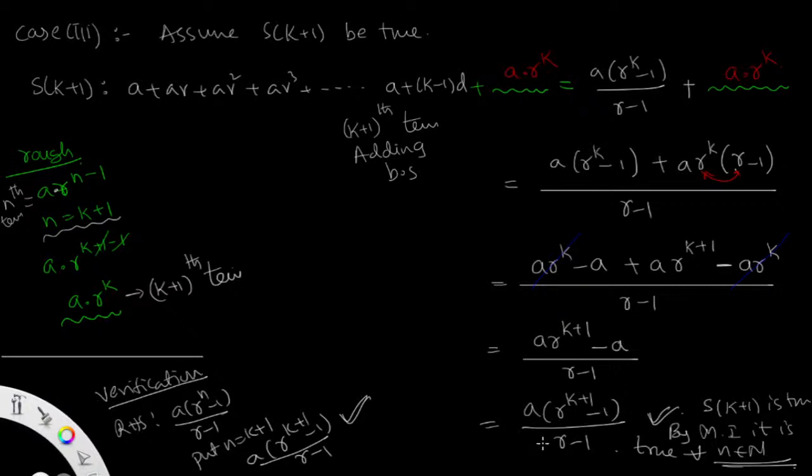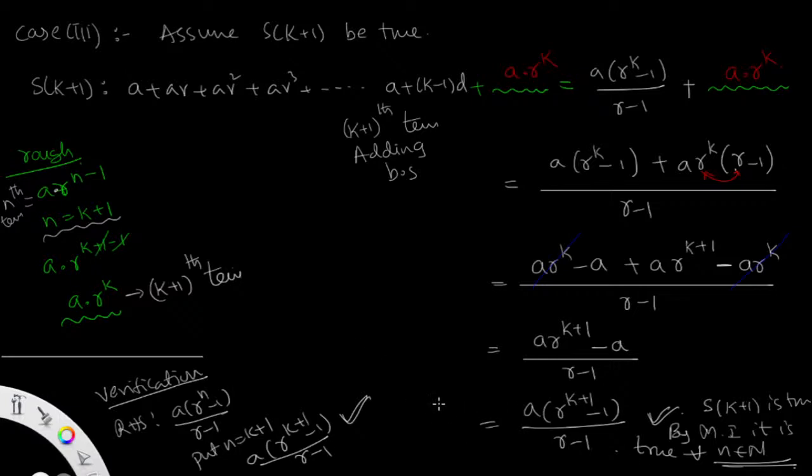Whether it is correct or not, by checking, it is a into r power k plus 1 minus 1 by r minus 1. By verification, means taking RHS a into r power n minus 1 by r minus 1, put n equal to k plus 1, then you get a into r power k plus 1 minus 1 by r minus 1. This process is known as mathematical induction.